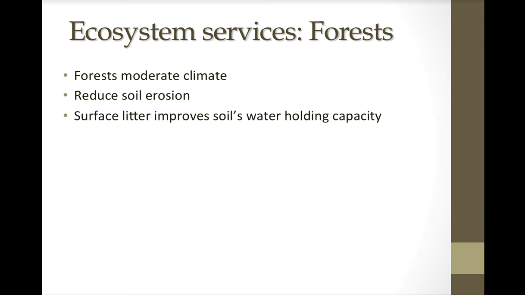Now, the surface litter that's provided by some types of forests, like temperate deciduous forests, is another name for the leaves that fall to the ground. This improves the soil's water holding capacity, which means that that soil can then absorb water much better and store that water for later use, which allows more plants to be able to grow in it. The surface litter and the stems and trunks of the trees will slow down surface runoff, which again helps prevent soil erosion. So whenever an old tree dies and falls over, the fact that that trunk is laying on the ground is going to prevent the soil from washing away.